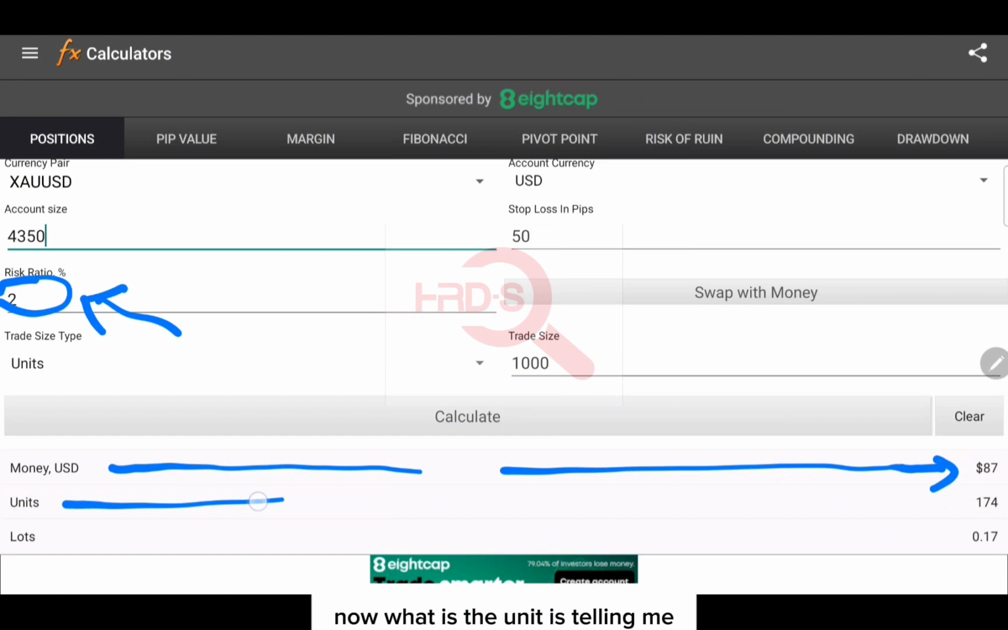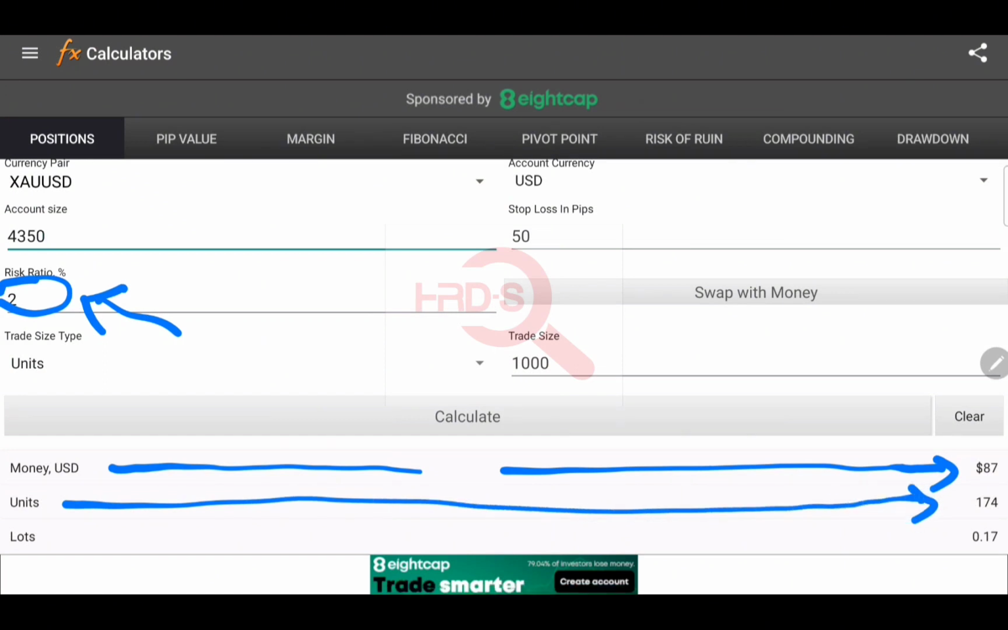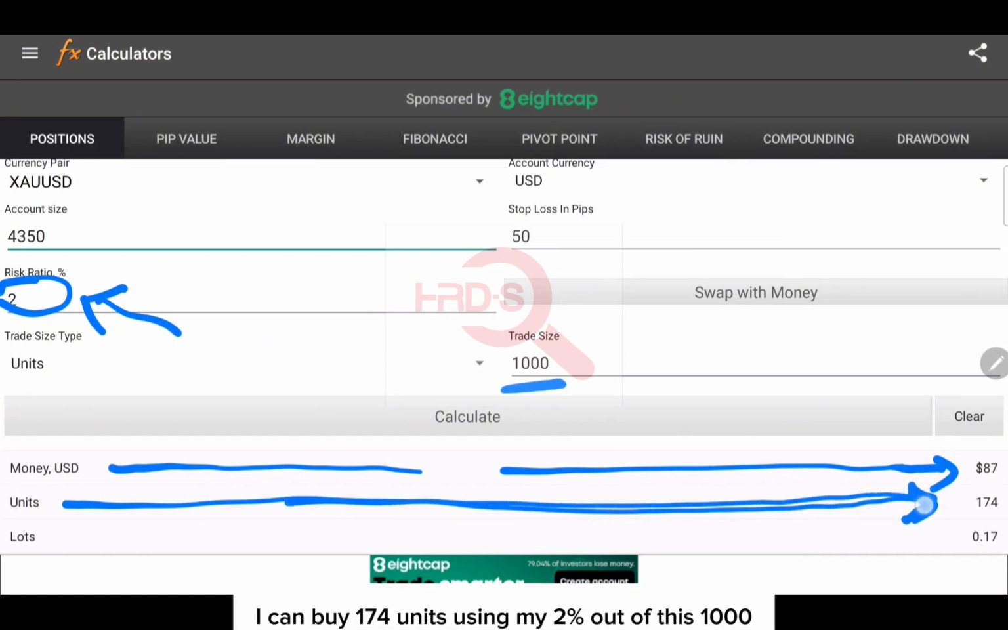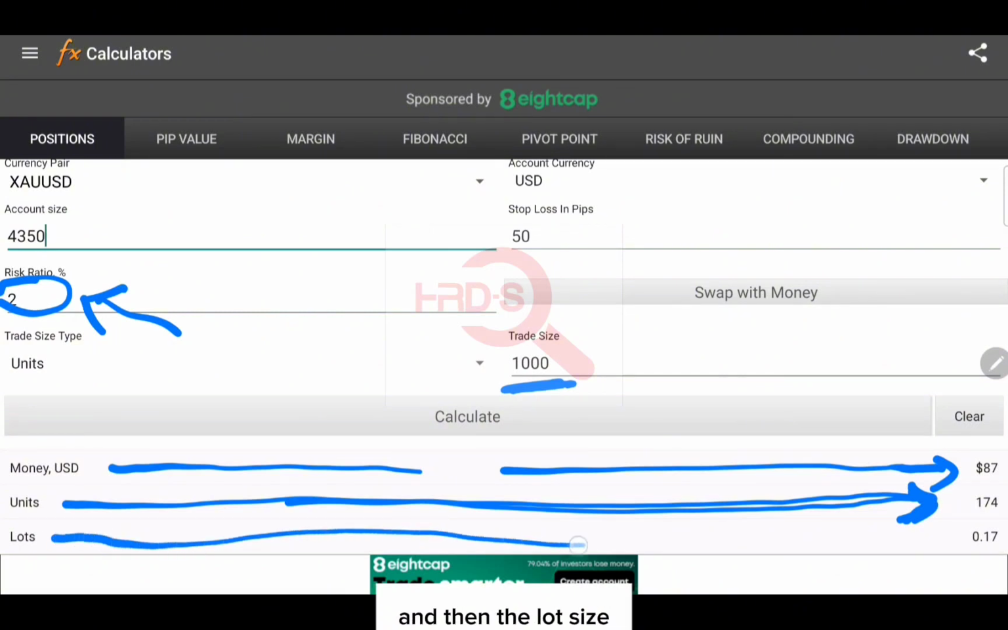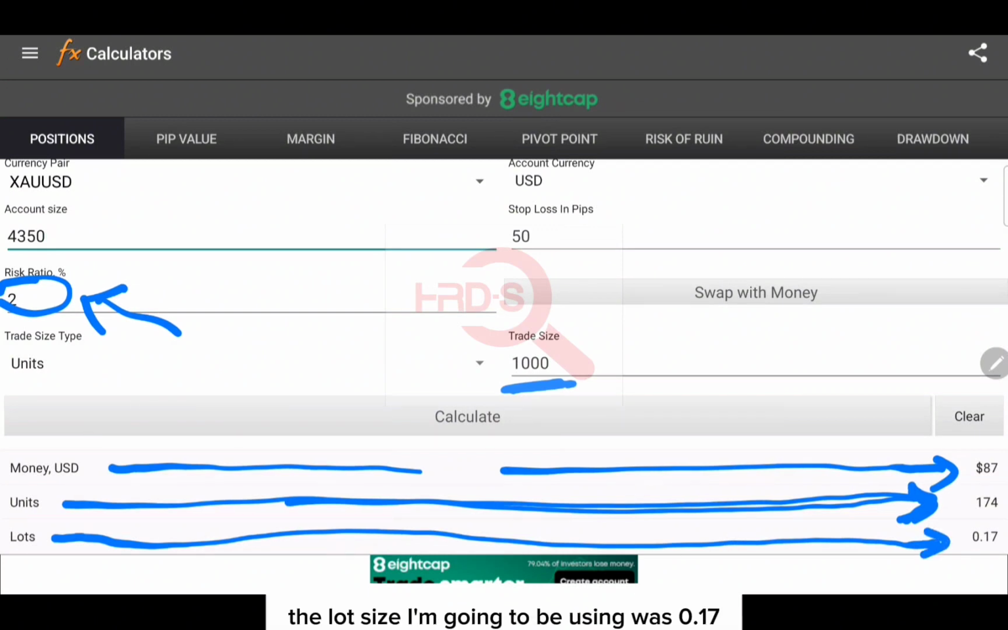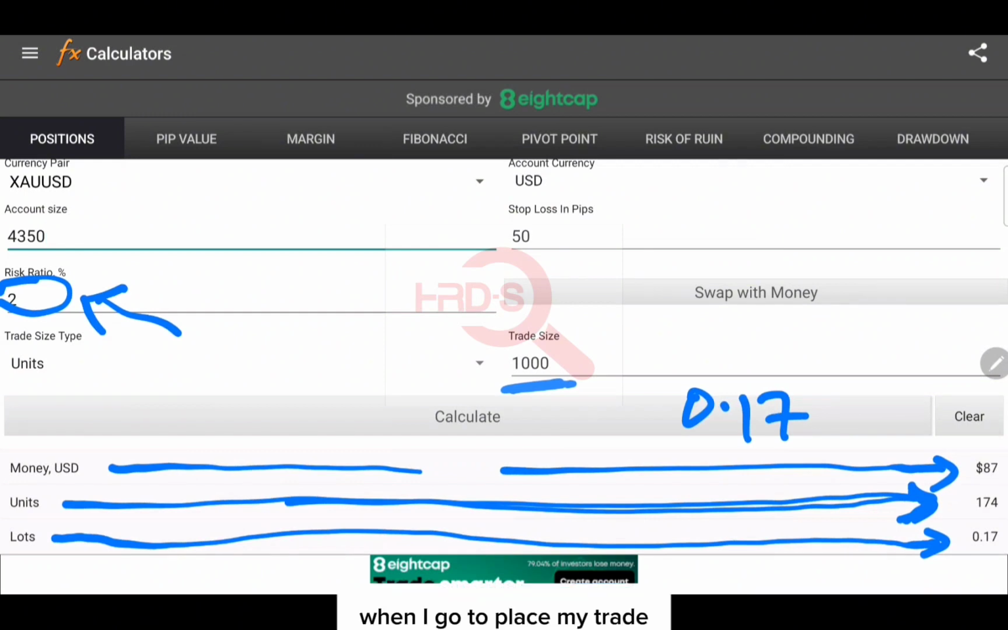Now, what is the unit? It's telling me that I can buy 174 units using my 2% out of this 1,000 micro units of gold. All right, and then the lot size. Now look at this. The lot size I'm going to be using will be 0.17. So when I go to place my trade, the lot size I will place there will be 0.17.